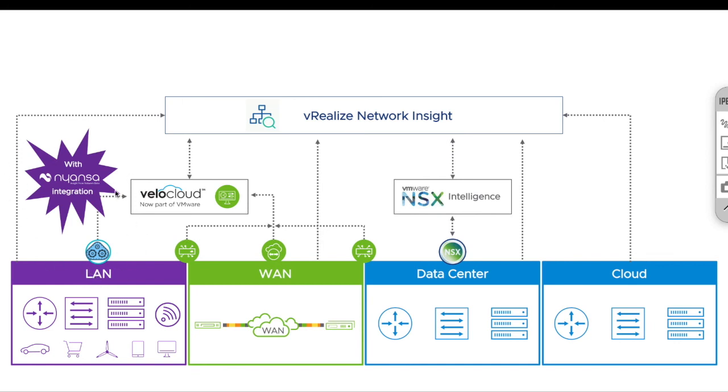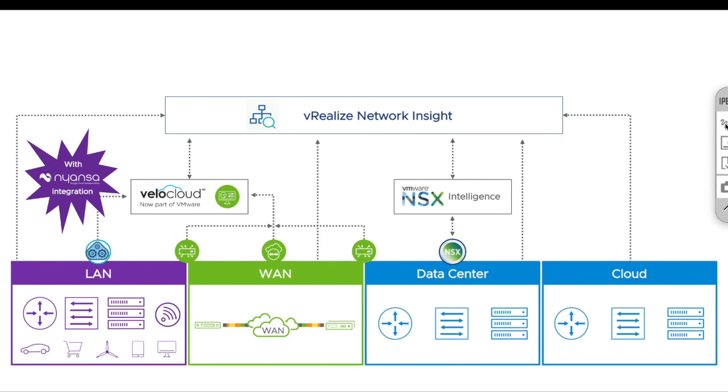And this is where we're looking to better integrate with Nyansa's Voyance product. So this is an AIOps product that's looking into the local area network and pulling relevant information from switches, wireless controllers, RADIUS servers, etc. And the idea behind this, and VMware acquiring the company, was to extend that visibility all the way to the end device from the workloads and VMs inside the data center.